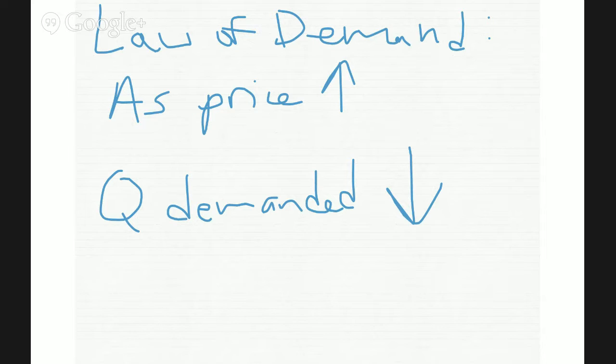Now, both of these laws assume that price is the only thing that's changing here, when the reality is price is rarely the only thing that's changing. So when we look at the law of demand and the law of supply, we have to throw in this caveat called ceteris paribus.